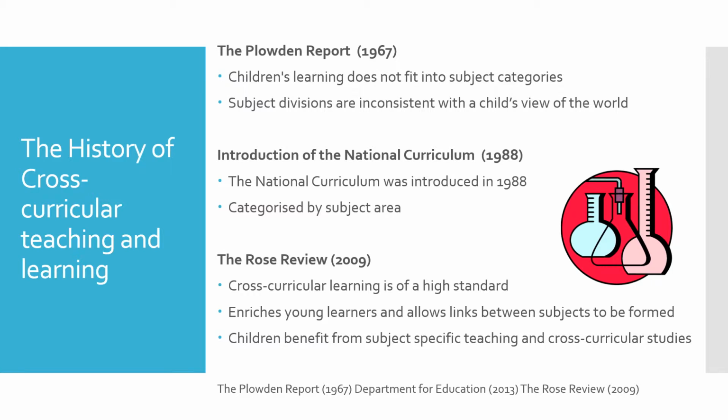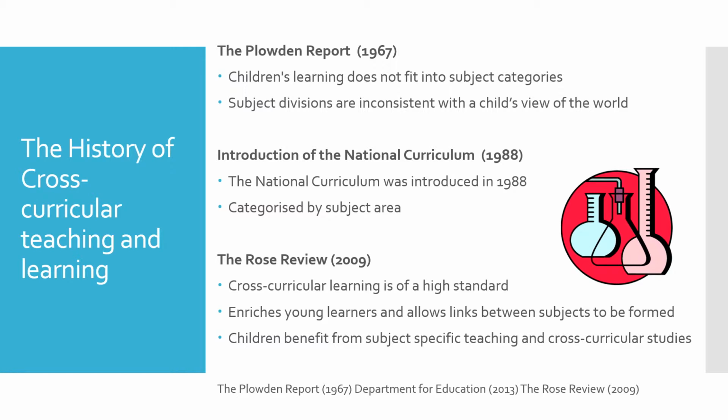The Rose Review of 2009 was an independent review of the primary school curriculum. It aimed to cast some light on some of the pedagogical issues at the time. The article addressed the area of cross-curricular approaches and whether they benefit teaching and learning. The Rose Review explained that in 2009, cross-curricular learning is shown at a high standard in primary schools. The report goes on to say that this comes from the blend of discrete subjects and cross-curricular studies.